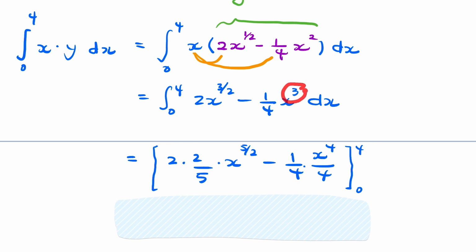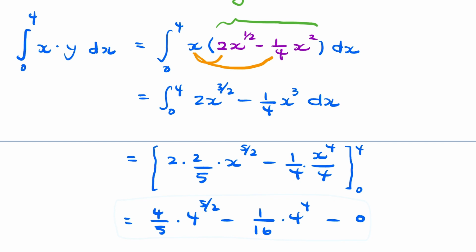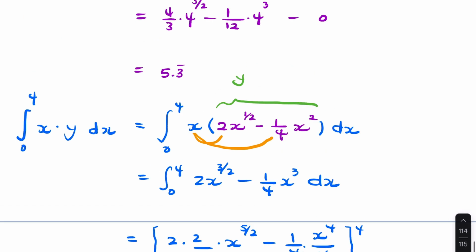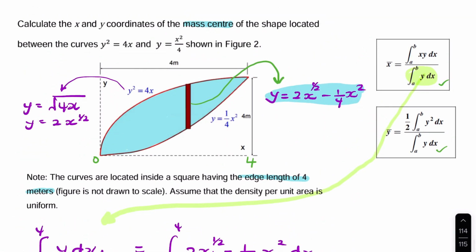And you divide by 5/2 by multiplying by 2/5. And the same here, you add 1 to 3, that gives you 4. And then you divide by 4. So these 4's together give you 16. And these 2's give you 4. And if you substitute your limits, 4 and 0, that gives you 9.6. So now we found the numerator. So we found this and that, and we can divide these two to find x bar.